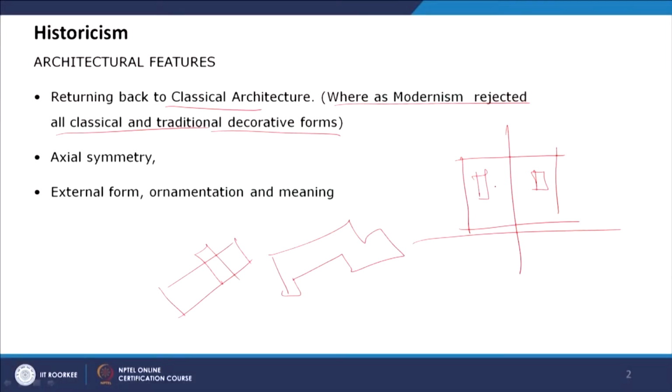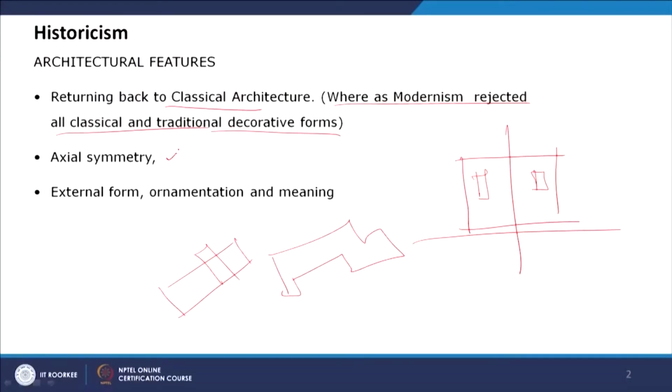But in most cases, in general, in the modernist movement, asymmetry was exaggerated, and there was no strict norm that a building has to be symmetrical, or that whatever ornamentation is on this side should be on that side. In historicism, visually and in form, volumetrically symmetrical buildings were there, and the external form and ornamentation were the protagonist of architecture, and architecture had some meaning.